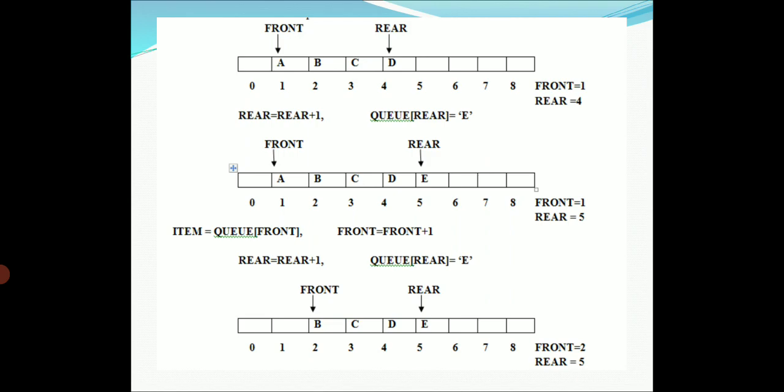In the second diagrammatic representation, E is inserted at the rear end at the fifth position, so the front is equal to 1 and the rear is equal to 5. This operation is called enqueue, which is also called push. Then the last diagrammatic representation: item = queue[front], then front = front + 1. Here we delete one element at the front end, so we increment the front pointer, so that front is equal to 2 and rear is equal to 5.